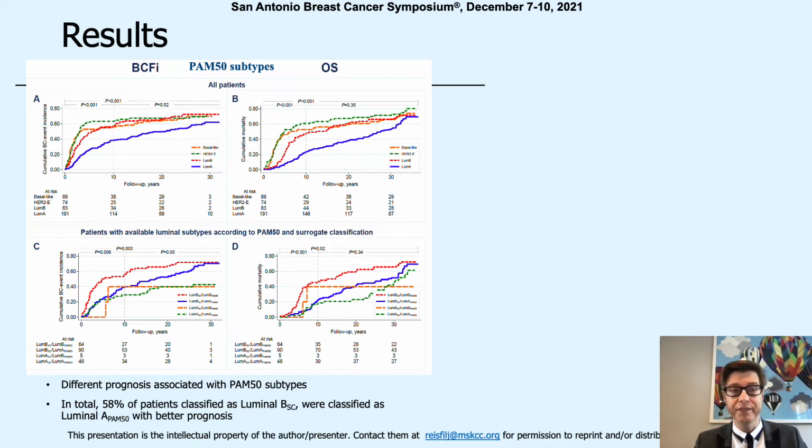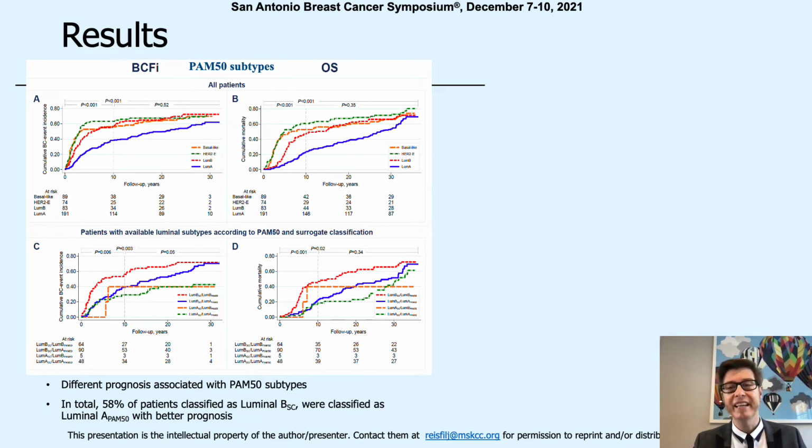Now, the most interesting finding on this panel is when they analyzed breast cancer-free interval and overall survival according to the surrogate classifier for the intrinsic subtypes and the PUM50 classifier. The patients who were classified as luminal B by both the surrogate and PUM50, in red here, had the worst outcome. That's fine. The patients classified as luminal A by both, in green here, had a good outcome.